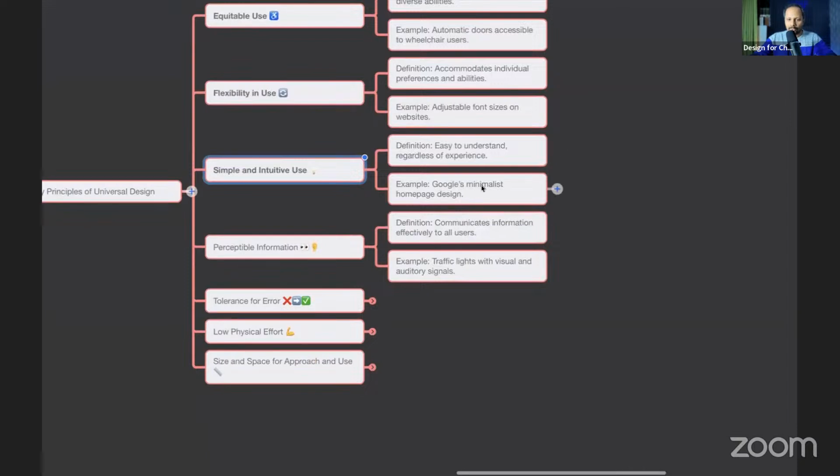Perception of information. You can see the Google minimalist homepage design. It should be very simple, intuitive to use, and at the same time preventing errors, which I've talked about. But anyway, it's coming now.